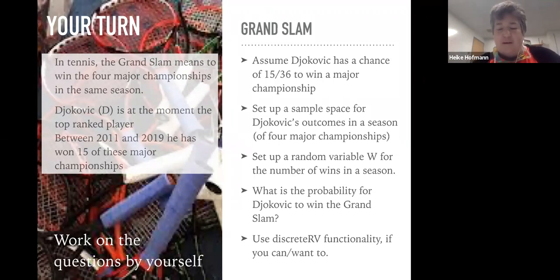So winning all 4. You can do all of this by hand, but if you want to, try to use discrete RV. If you're still new to R, just have a look at the R code for Grand Slam and try to work your way through it. All right? I'll set up 5 minutes. Holler if you think that's too little. So 5 minutes.